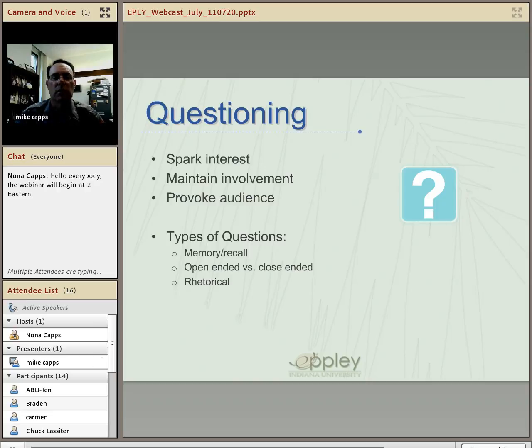I have here, it says it can provoke the audience. You want to be careful of that. You want to provoke the audience in a good way, not in a negative way. Sometimes if you come across as aggressive with your questioning, that can in fact provoke your audience, but it's not necessarily the way you should go about it.